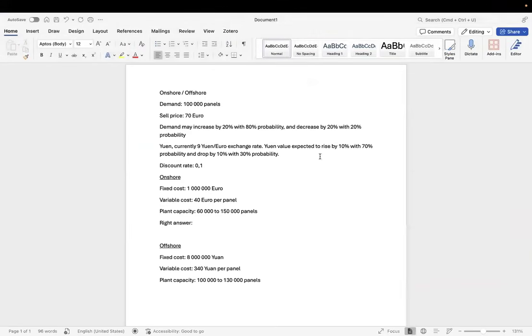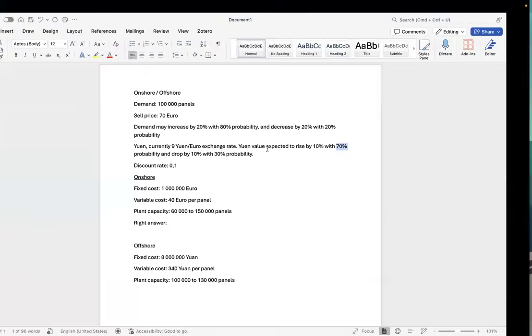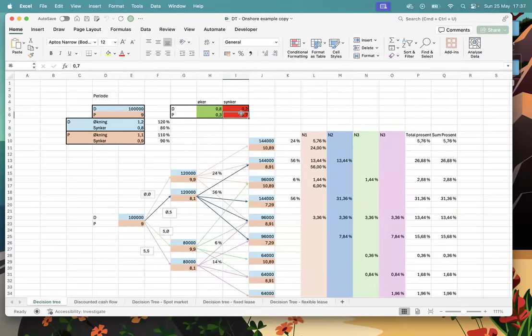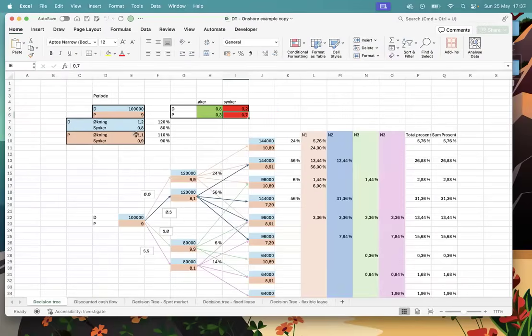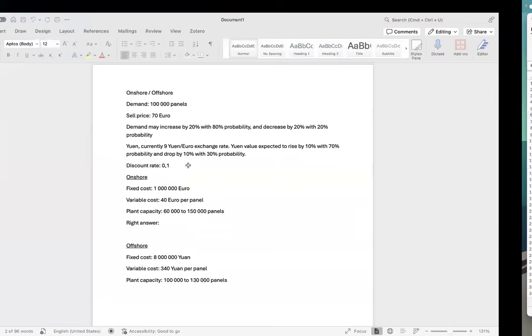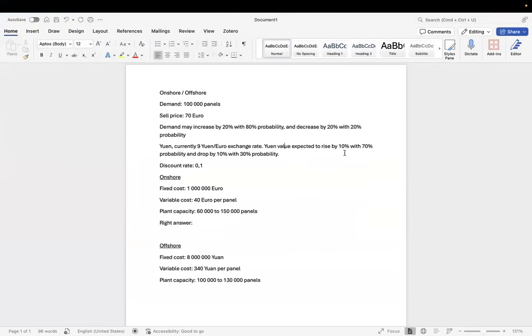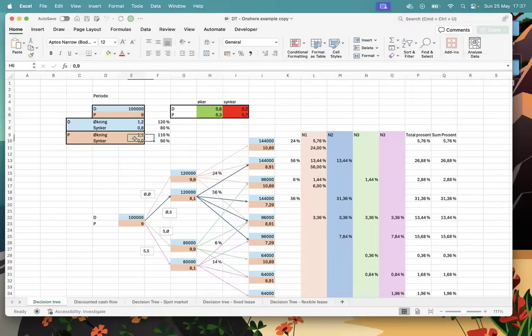As I told before, if the yen's value rises, our exchange rate would decrease. So it was a 70% chance that the yen's value would increase, meaning our exchange rate would decrease. Therefore, we have it in red here for decrease. And it was a 30% probability for it to drop, meaning the exchange rate would then increase. So that's why we have 0.3 here. And it was the same, expected to rise 10% and then drop 10%. So it's increase 10%, decrease 10%.